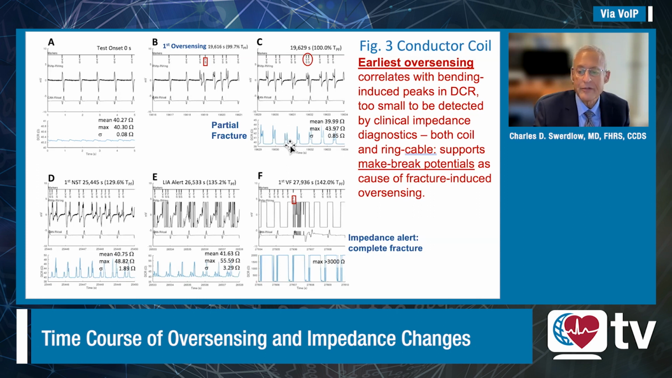And this tells us that, or at least this is, I think, the strongest evidence we have supporting the underlying conjecture that's been around for a long time, that so-called make-break potentials, potentials that arise between fracture faces as the faces oppose and then come apart at different parts of the bending cycle, are the root cause of fracture-induced oversensing, also explaining why in some leads these electrograms stop when you stop bending the lead. And I think I'll stop there for the key experimental findings.